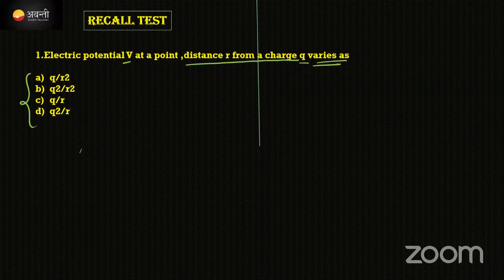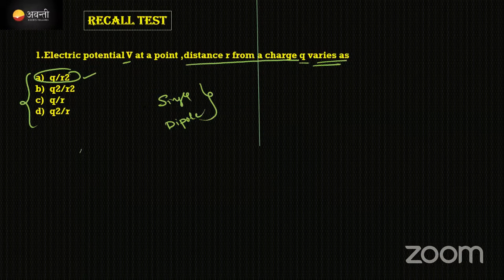The question is also not complete, correct? As per my knowledge, the question is not complete. Because you people are selecting q by r square. Yes, it is correct only. But here one more point has to be mentioned, whether this is for a single charge or a dipole. They have not mentioned it yet. That's why check whether the question is correct or not.